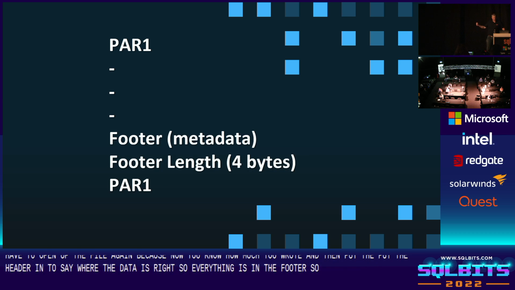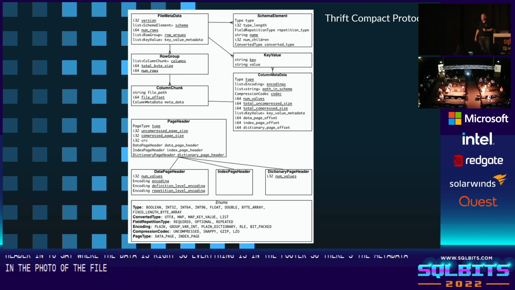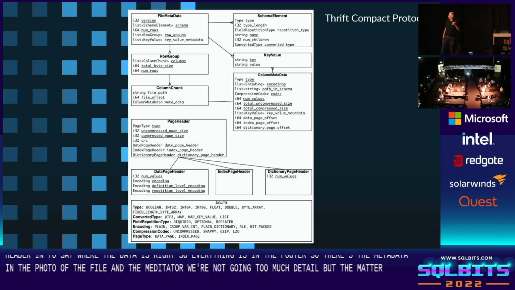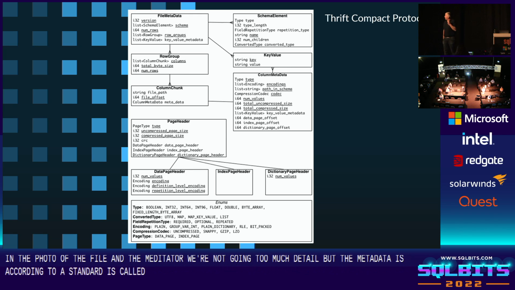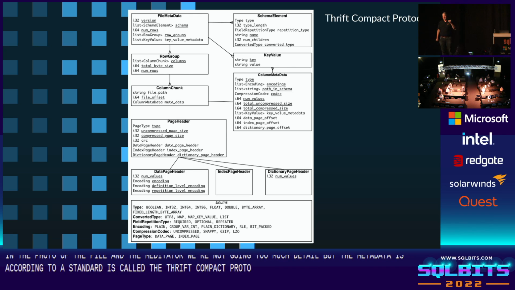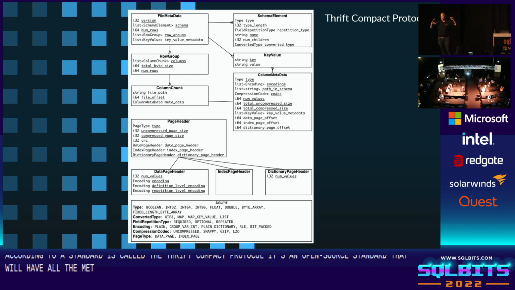So there's the metadata in the footer of the file. And the metadata, we're not going to go into much detail, but the metadata is according to a standard. It's called the Thrift Compact Protocol. It's an open source standard that will have all the metadata on where the data is in the file. Because now it's stored per column, it's only useful if you know where the column is, right?